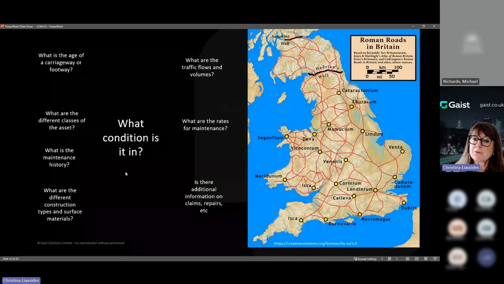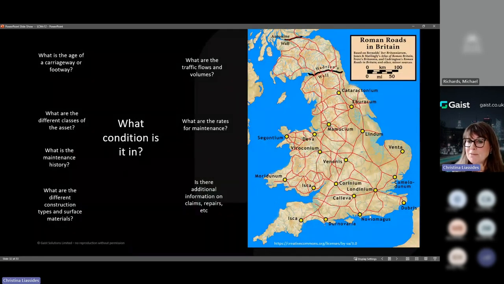If we're talking about carriageway or footway, I just put up the Roman roads. I'm sure there are people on the call who will know that they've got an original Roman road going through there. Maybe not Cornwall, I don't know. Really no Roman roads in Cornwall. But you can see roads have been around for a very, very long time. And obviously that means they have been built up over the years in lots of different ways.